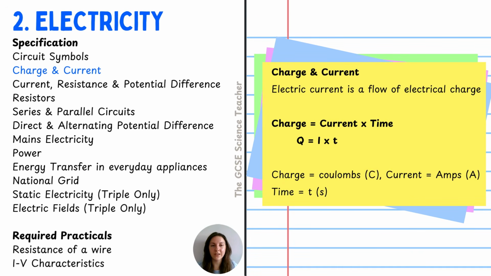Electric current is the flow of electrical charge. Charge Q is equal to current I times time T. Charge is measured in coulombs, current is measured in amps, and time is measured in seconds.